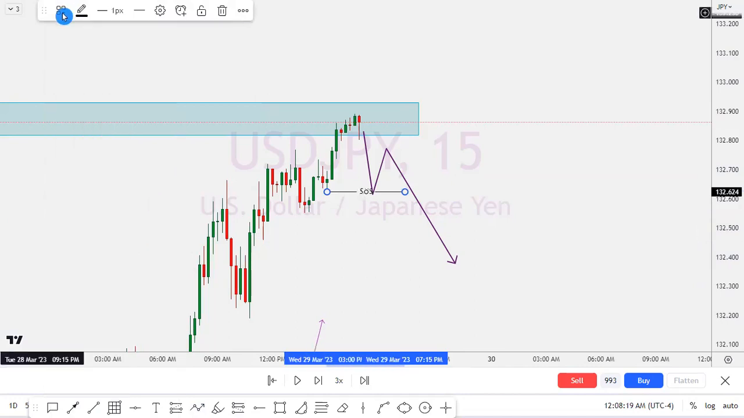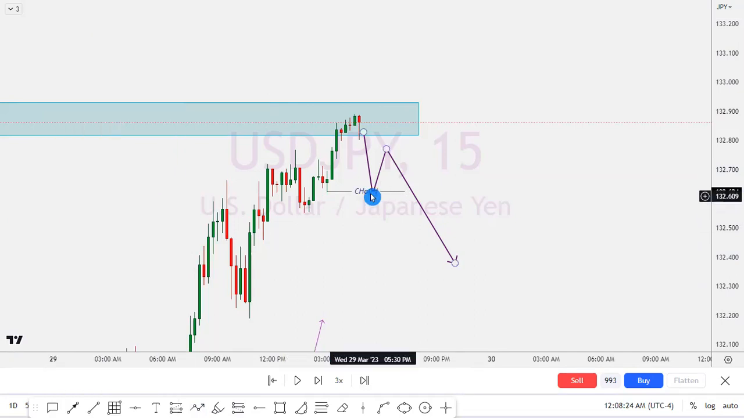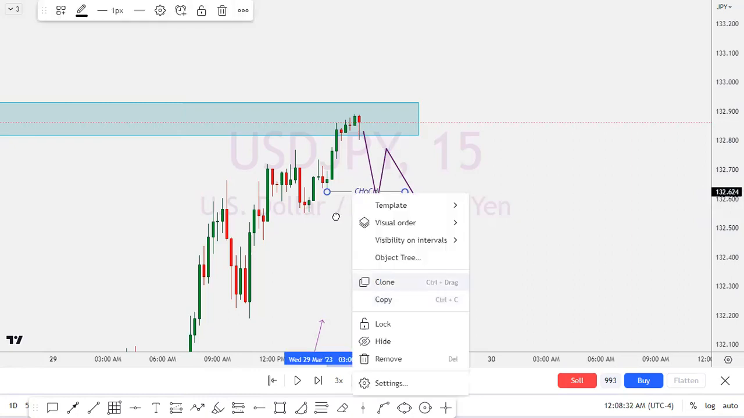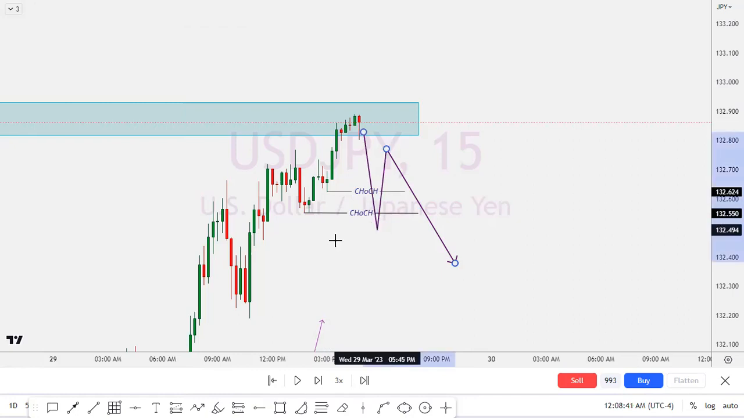Shift in market structure or change of character. Let me call it change of character as most people use it. So if the market takes that, that will be the first change of character, but this one here is going to be the second change of character. And if the market takes the second one, this is going to be a very valid shift in market structure, so I'm going to be looking for opportunities to sell.